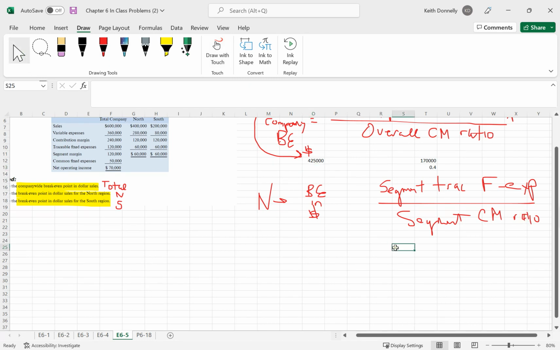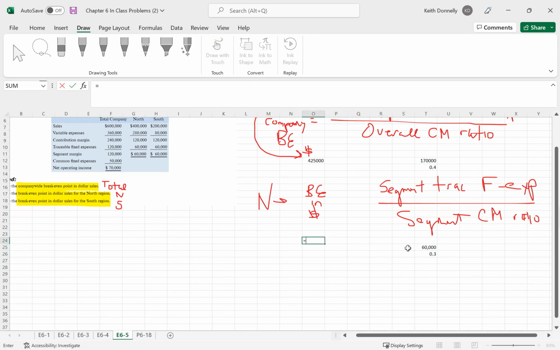So here's the deal. If we were to populate this one, we're looking at the north. For the numerator, if we look over here, it looks like $60,000 are our traceable fixed expenses for the north. Our denominator is going to be a contribution margin of 120,000 divided by 400,000 of sales. We're looking at 30%.